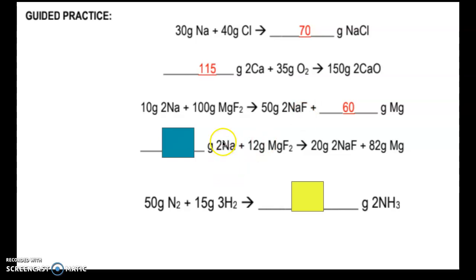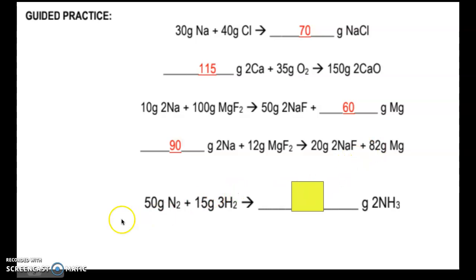If we do the teal one, we have an unknown amount of grams of sodium plus 12 grams of magnesium fluoride again. And we know that 20 grams are going to be of our sodium fluoride, and we'll have 82 grams of magnesium. So we have to figure out the total mass on the product side, which equals 102. And then we know that on our reactant side, 12 grams comes from magnesium fluoride, so we must take 102 minus 12, and that leaves us with 90. So we should have 90 grams of sodium.